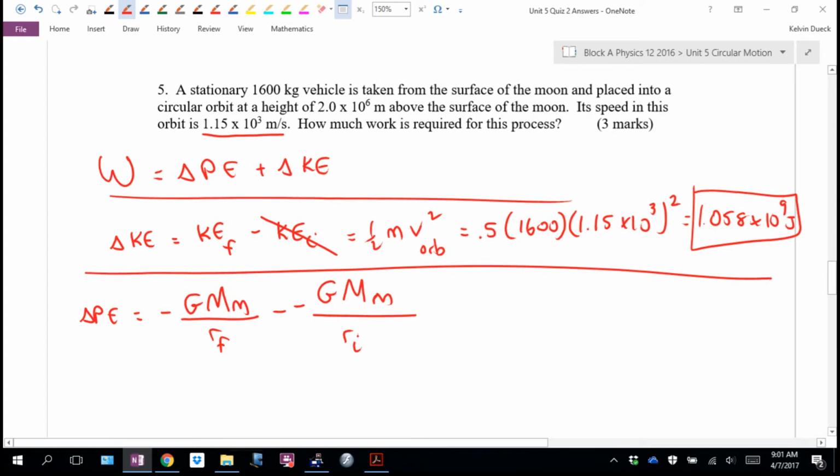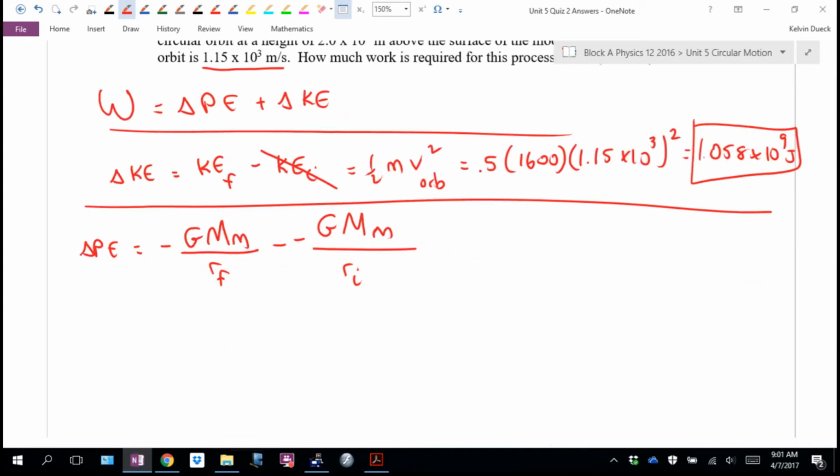I have a minus minus, which is a plus. Okay. The change in potential energy is going to be negative 6.67 times 10 to the negative 11.